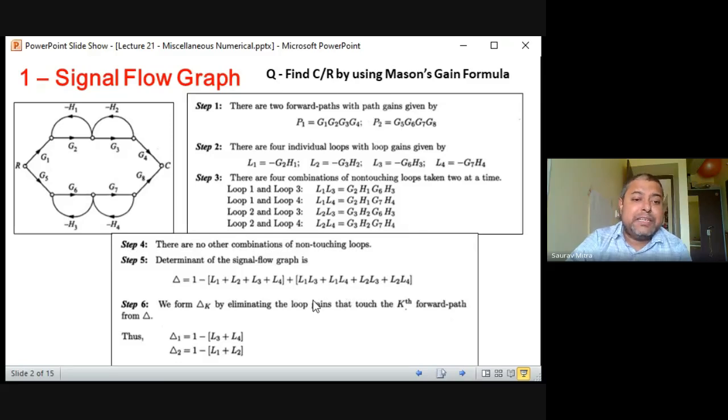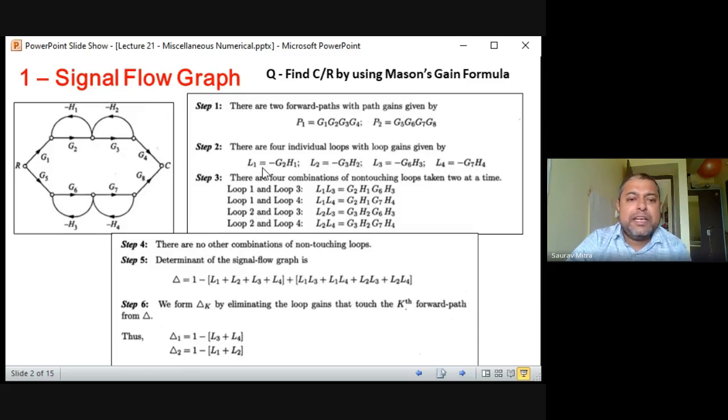Now how to find delta 1? So you have found P1, you have found P2. Now delta 1 and delta 2 you have to find. And for finding delta 1 and delta 2, we will take the help of delta. So this is the most difficult part where students are getting confused. So delta 1 means whenever you are talking about P1, okay, so P1 is touching L1 and L2. You can find out. So L1 is minus G2 H1 and L2 is minus G3 H2.